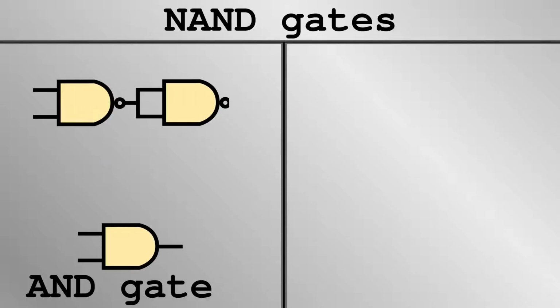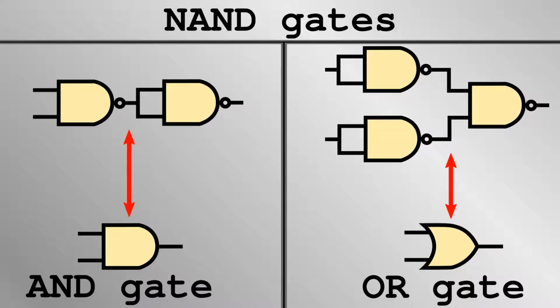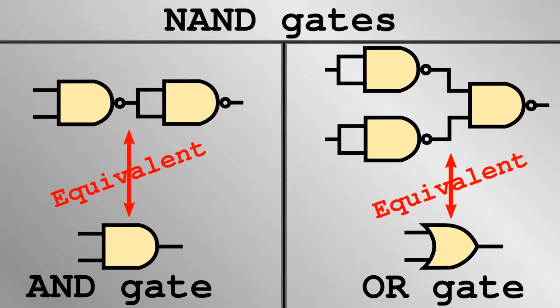The NAND gate is important because it's what's called universal. This means that any other gate can be created out of NAND gates as long as there are enough of them. Now, there are more efficient ways to make certain gates, but in essence this means that the problem of implementing logic gates through CMOS pairs is solved.